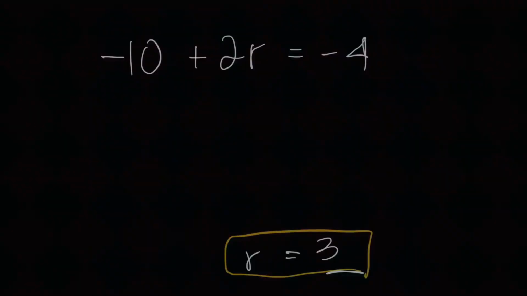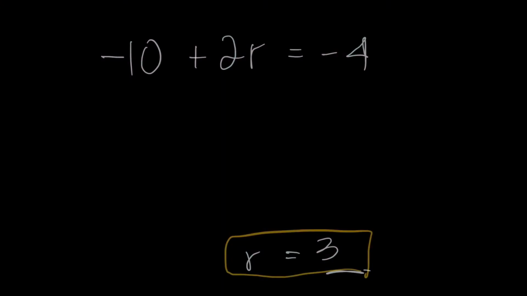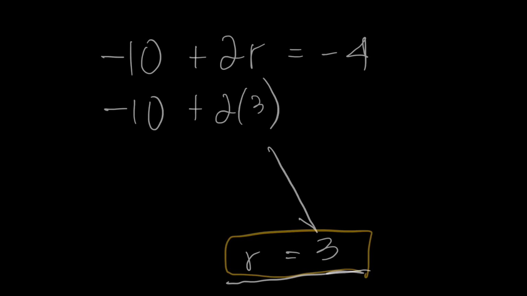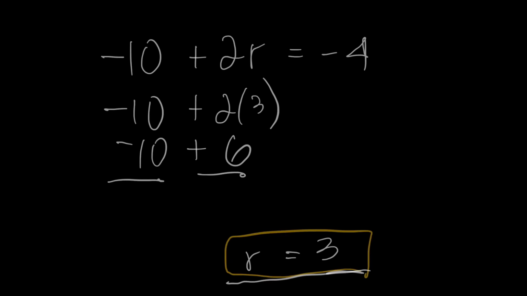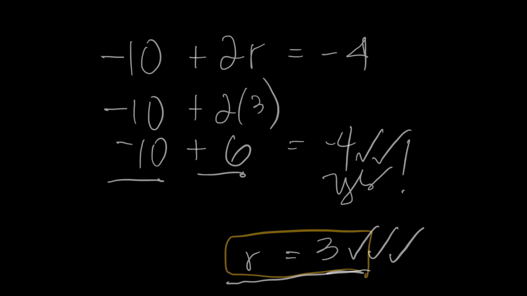And now once again, here we are checking our work. We believe that the answer is r equals 3, so we substitute the 3 where the r goes and we get negative 10 plus 2 times 3. Now that gives us negative 10 plus 6, and if we calculate that, check our answer. Do we get negative 4? Yes, we do. This tells us that r equals 3 is correct.